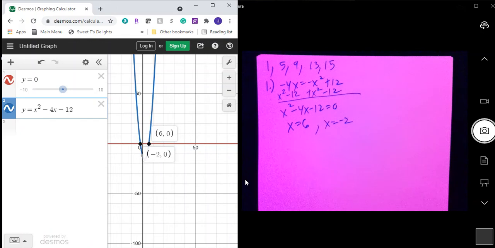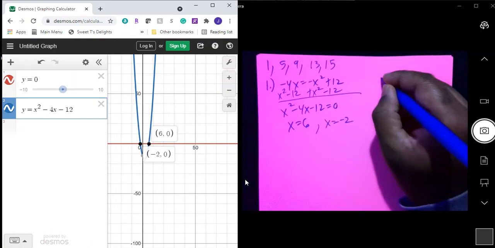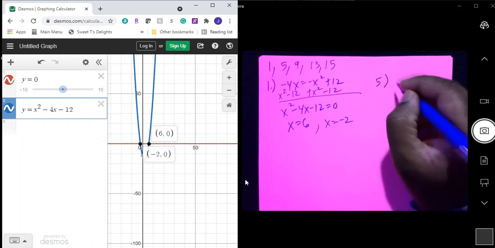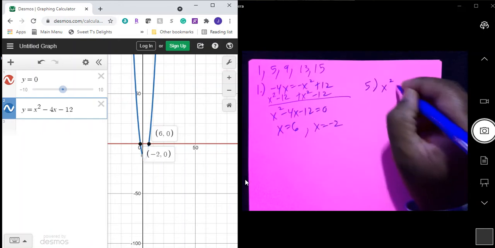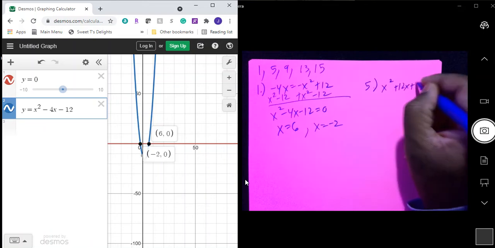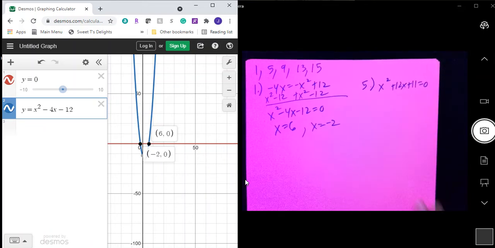All right, so our next problem would be number 5. We have x squared plus 12x plus 11 equals 0. It says in exercises 5 through 8, solve the quadratic equation graphically using at least 2 different approaches. When necessary, give your solutions to the nearest hundredth. Okay, now, they asked us to use 2 different approaches.